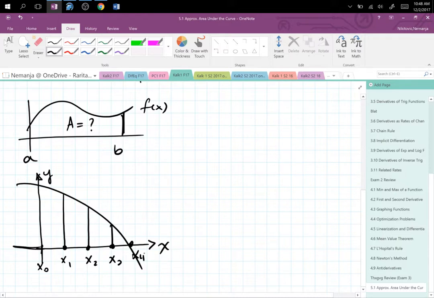Well, are these rectangles? No, they're not rectangles. What I can do is go and make them rectangles like this. Now they're rectangles. And if you look carefully, this point is f of x0, and that corresponds to the height for the first rectangle. The next point is f of x1, which corresponds to the height for rectangle number 2.